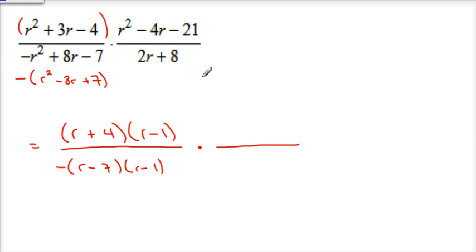What's this one? Yes? r minus 7 and r plus 3. That sounds good. All right, negative 7 and positive 3 is negative 4. Negative 7 times 3 is negative 21. And my last one here, just a binomial, 2r plus 8. What can I factor out of this? Everybody? 2, leaving me with r plus 4.